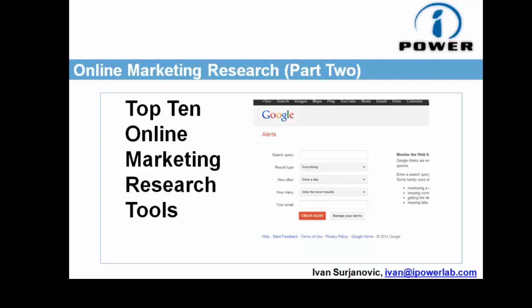Online Marketing Research, Part 2. I'm moving on with presenting the top 10 online tools for your competitive research. Today I'm presenting tool number 9, Google Alerts.